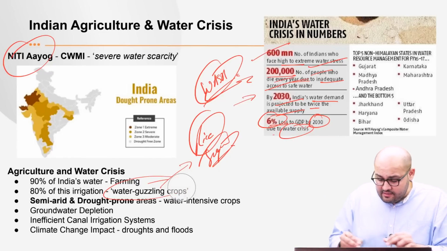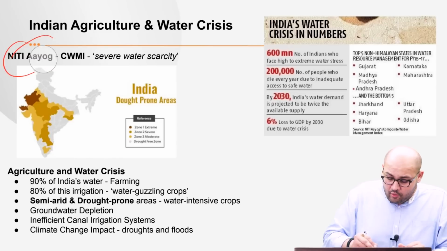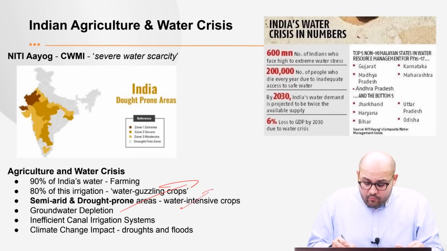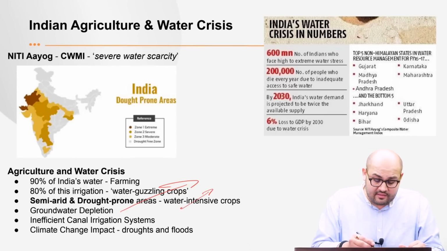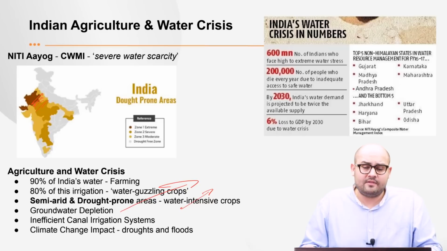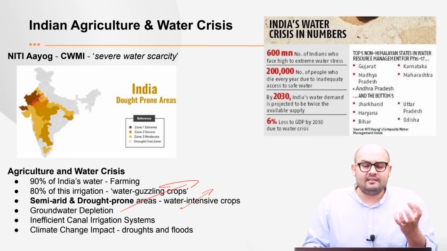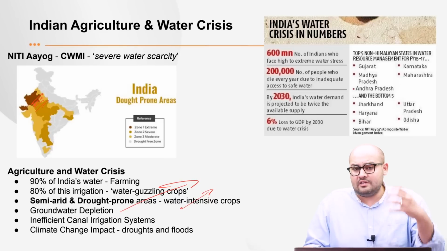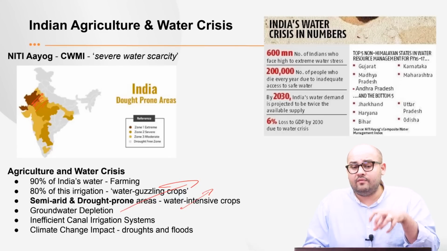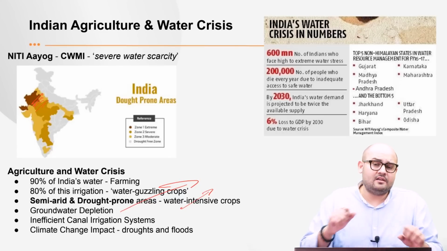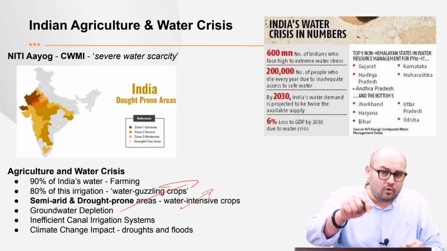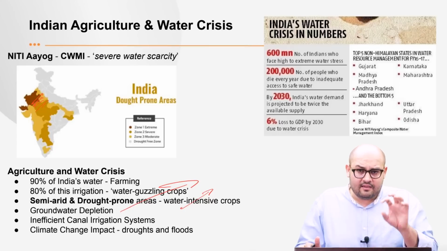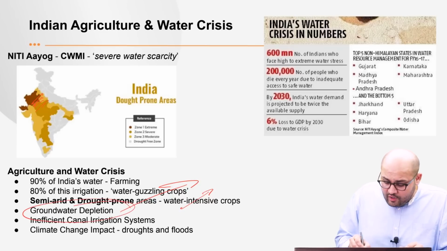Now, what you need to keep in mind is that in the semi-arid and drought-prone areas of the country, water-intensive crops are being grown. Just look at the western part, which includes the states of Punjab, Haryana, and Western Uttar Pradesh. These areas have dry conditions, and the groundwater level is depleting. And it is in these areas that these crops are being grown, which is leading to further reduction in groundwater levels. Therefore, there is a serious issue of groundwater depletion.